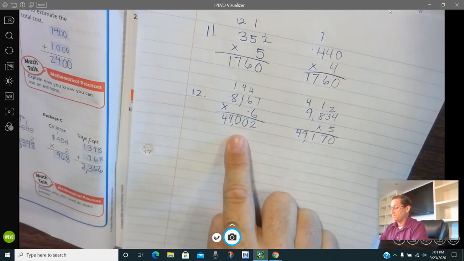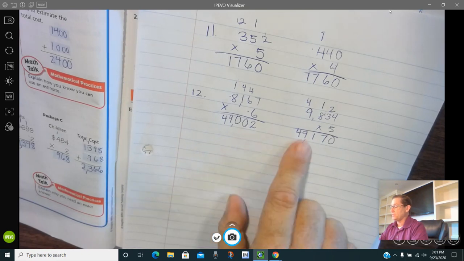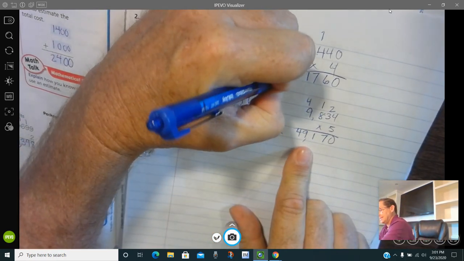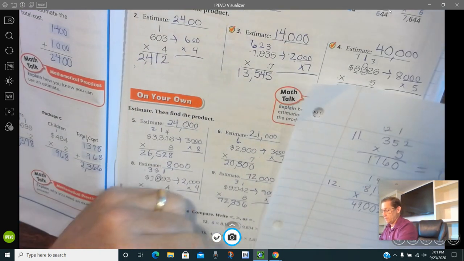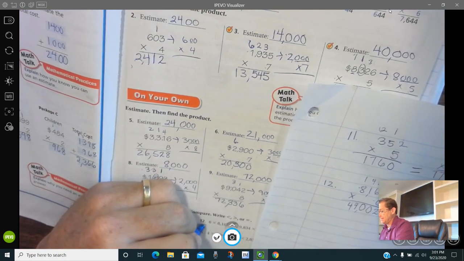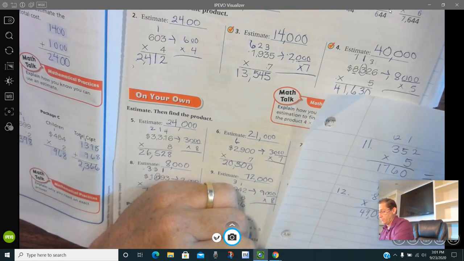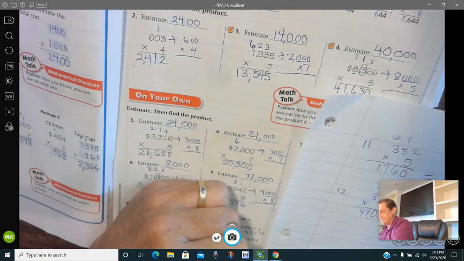49,000 compared to 49,002 compared to 49,170. This one's less. So number 12, less. 49,002 compared to 49,170.